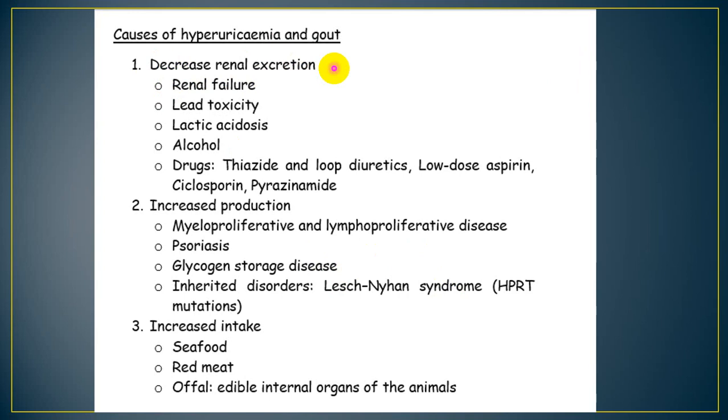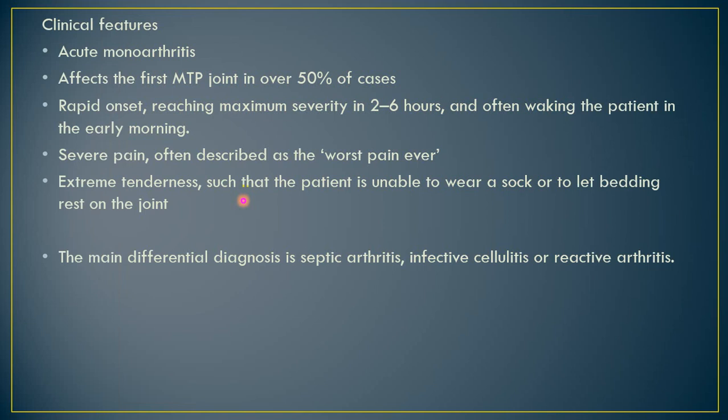So, in patients with renal failure, in patients with lead toxicity, lactic acidosis, and a lot of drugs and toxins can decrease renal excretion of uric acid, like alcohol, thiazide and loop diuretics, aspirin, even in a small dose, cyclosporine and pyrazinamide. How are patients with gout presented to us?